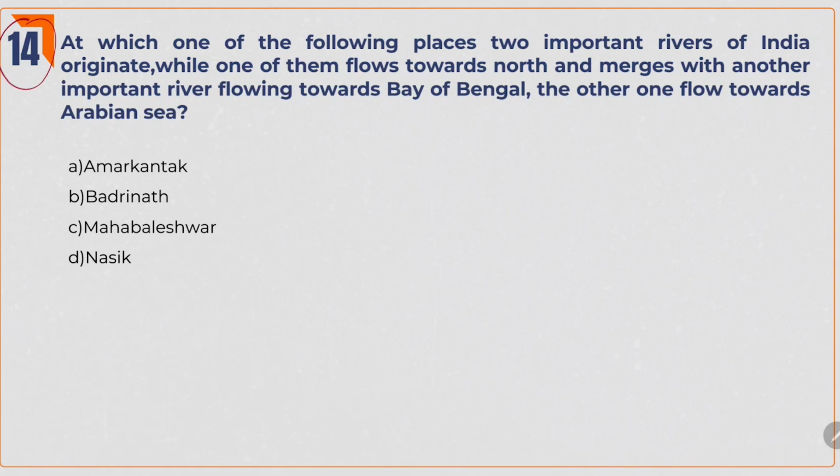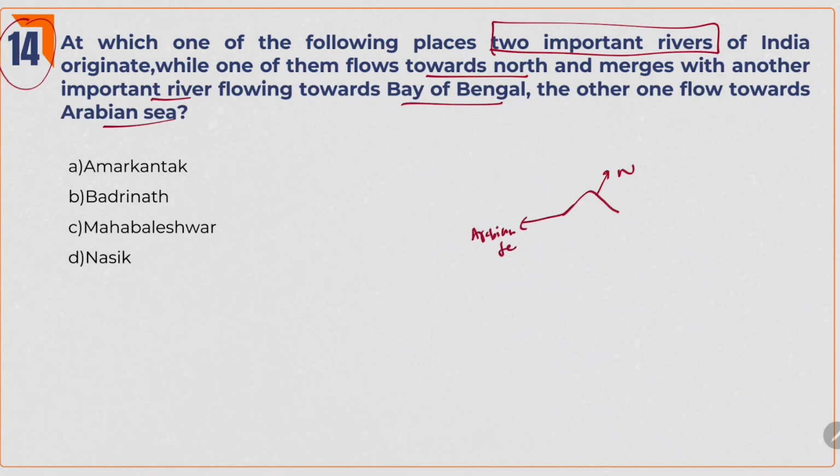Next question. At which one of the following places 2 important rivers of India originate, while one of them flows towards north and merges with another important river flowing towards Bay of Bengal, the other one flows towards Arabian Sea? Means there is one place, from here 2 rivers are getting originated, one is going north and one is flowing towards Arabian Sea. Arabian Sea means obviously it should have located somewhere near central India. It is none other than Amarkantak Hills.